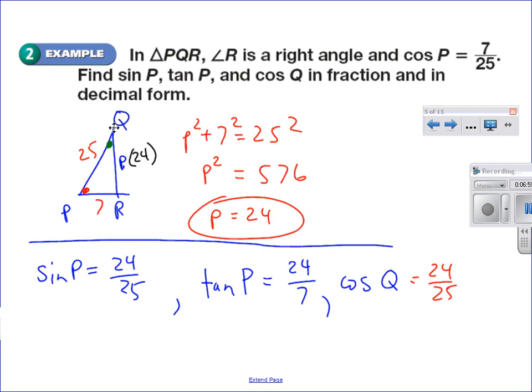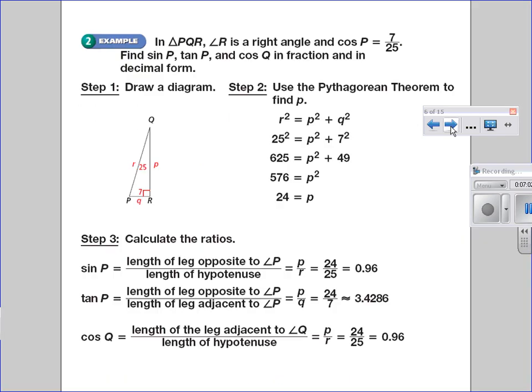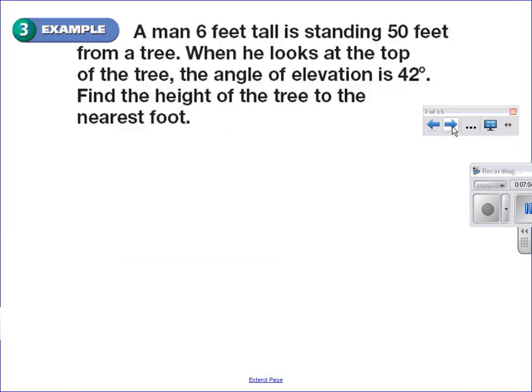Let's go ahead and keep moving here. Let's work the problems, which is really what this is about. A man is 6 feet tall. So there's 6 feet there. And he's standing 50 feet from a tree. So from his eyes across to the tree is 50 feet here. When he looks at the top of the tree, the angle of elevation is 42 degrees. So here's the treetop up here. There's the tree-ish.